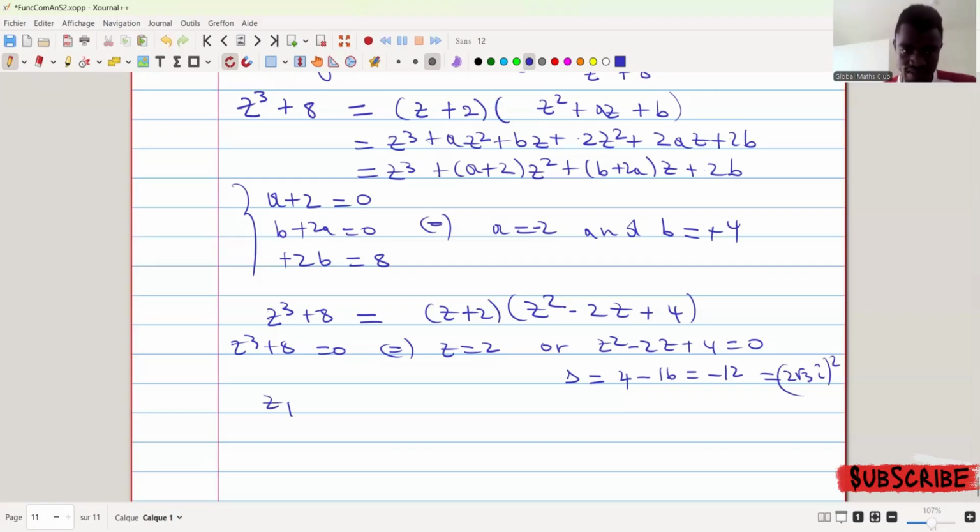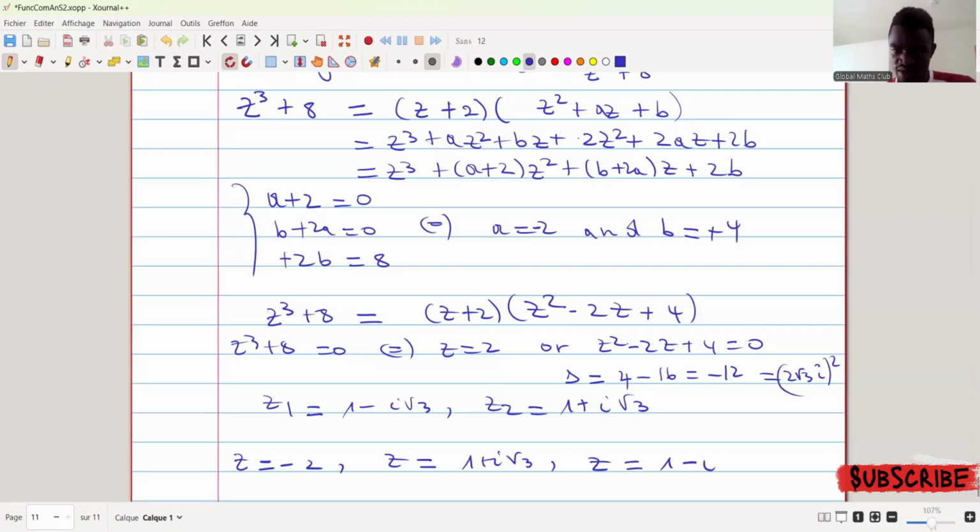So Z1 is 1 minus square root of... Z2. So these are the three singularities. So Z equal to negative 2, Z equal to 1 plus i square root of 3, Z equal to 1 minus i square root of 3.